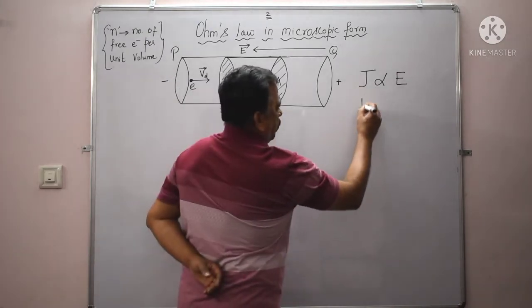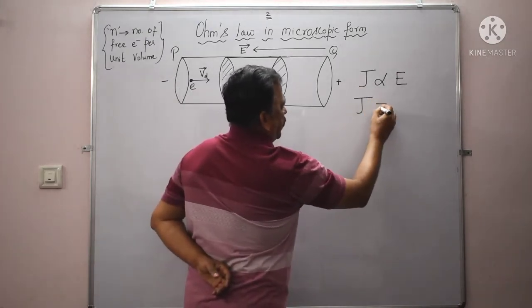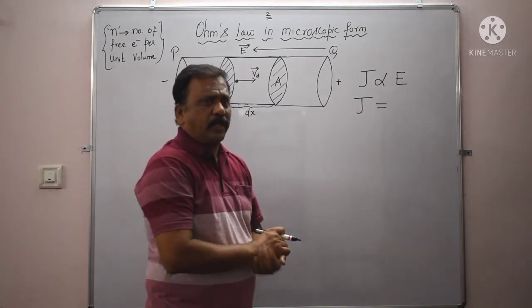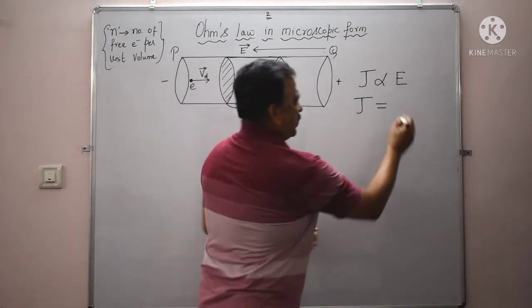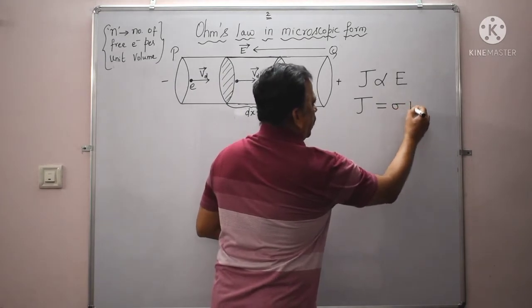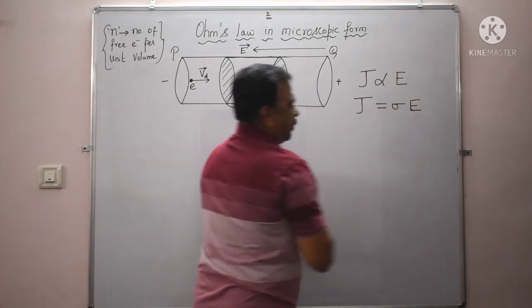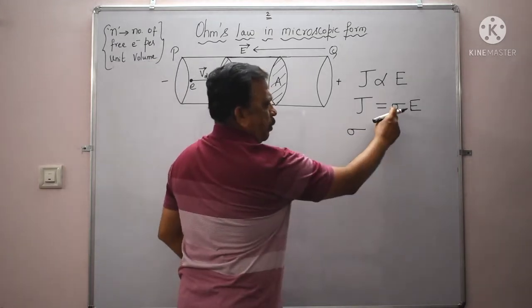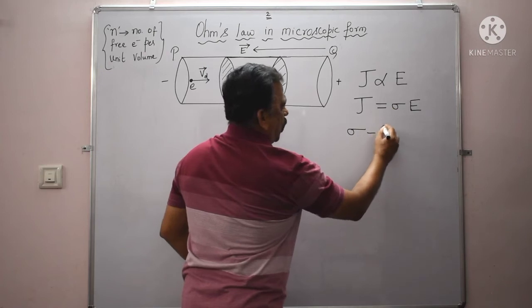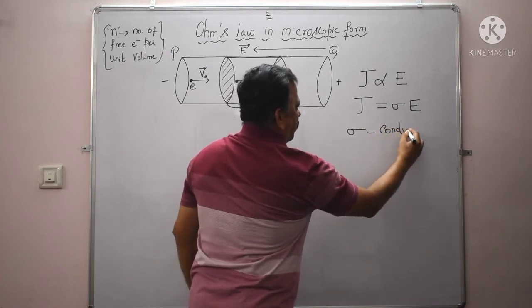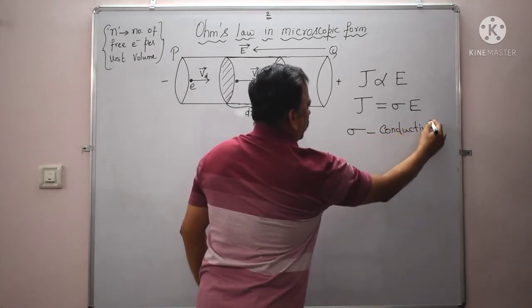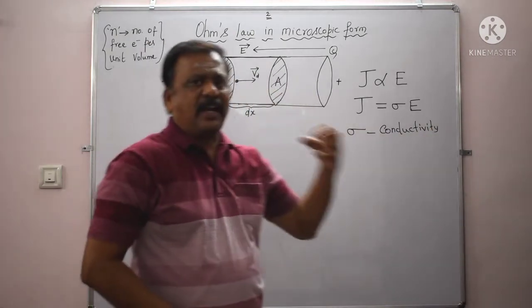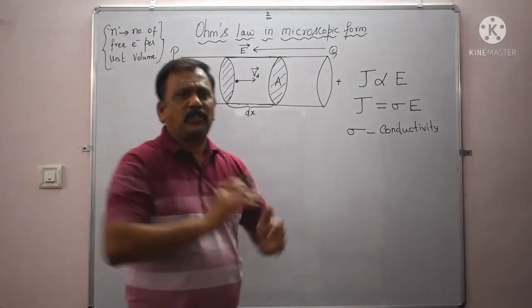Now if I remove the proportional sign and introduce an equal to sign, I have to multiply the right hand side by a constant, you know that. Here the constant is none other than sigma: J equals sigma into E. The constant of proportionality sigma is called conductivity of the material of the conductor through which current is passed.